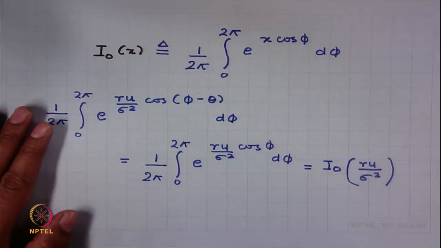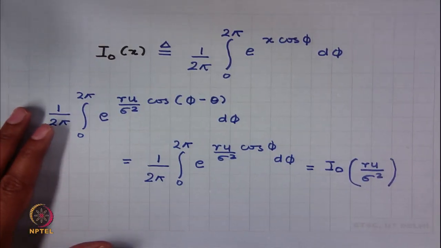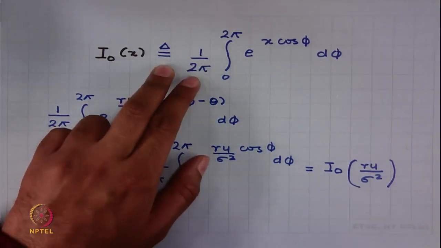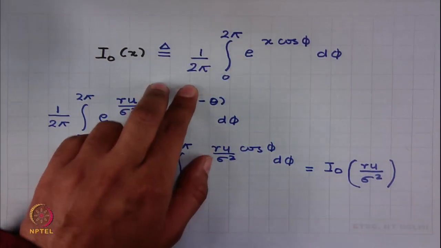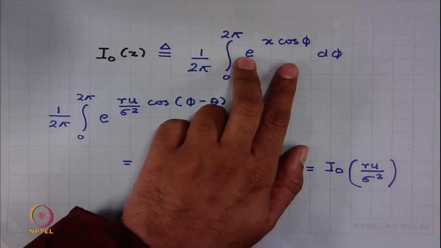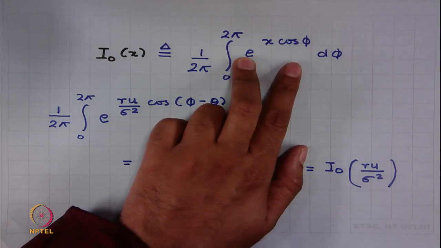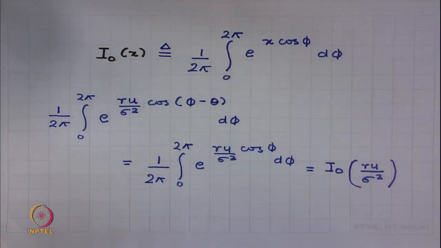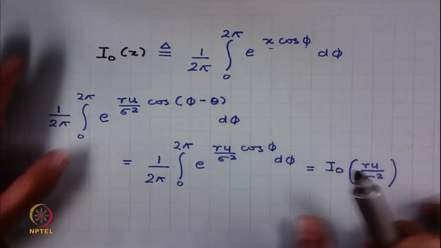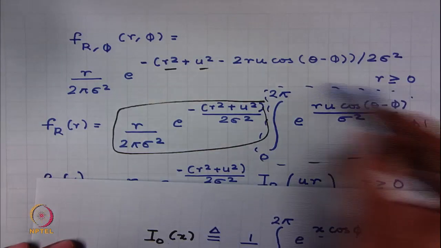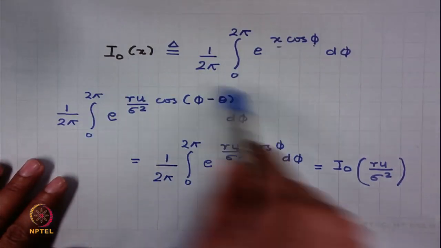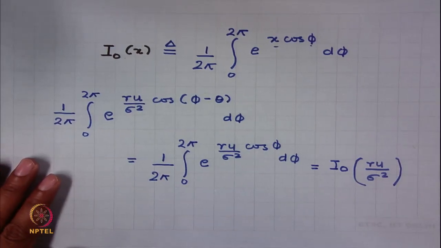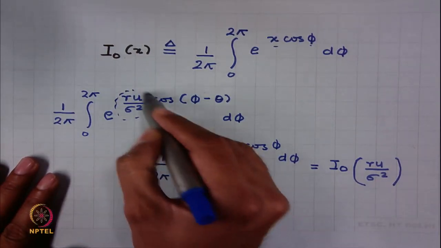So, let us look at this modified 0 order Bessel function of first kind. It is defined as 1 by 2 pi multiplied by the integration of e to the power x cos phi in the limits 0 to 2 pi. This is the definition of the modified 0 order Bessel function of first kind. The integration that we were dealing with was this, and there was also 1 by 2 pi here. So, we were dealing with this, and you can easily appreciate that this thing is x.